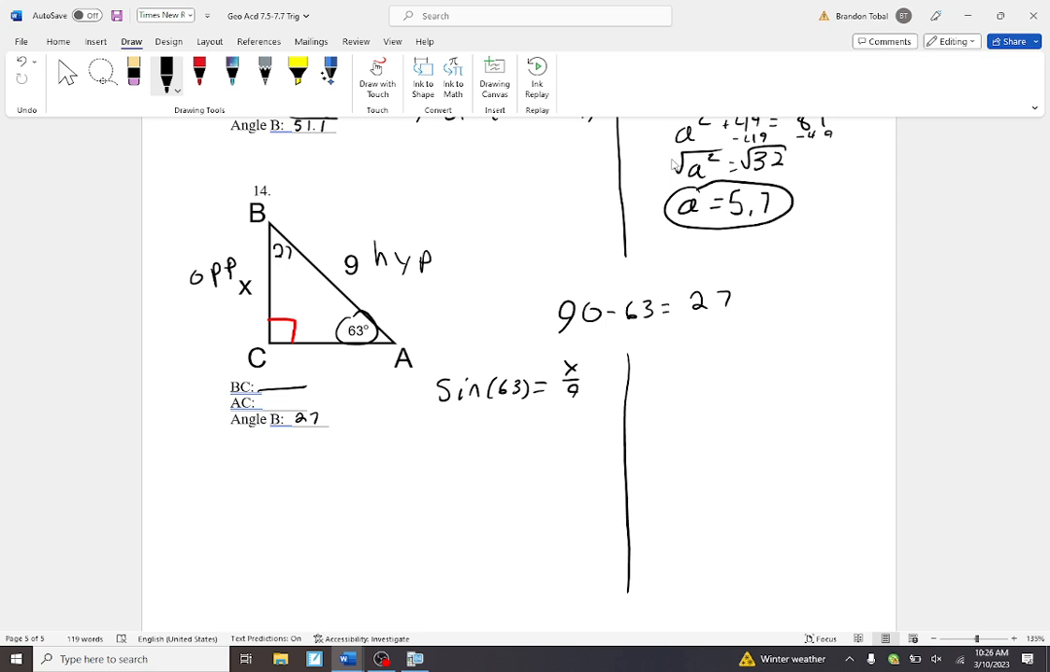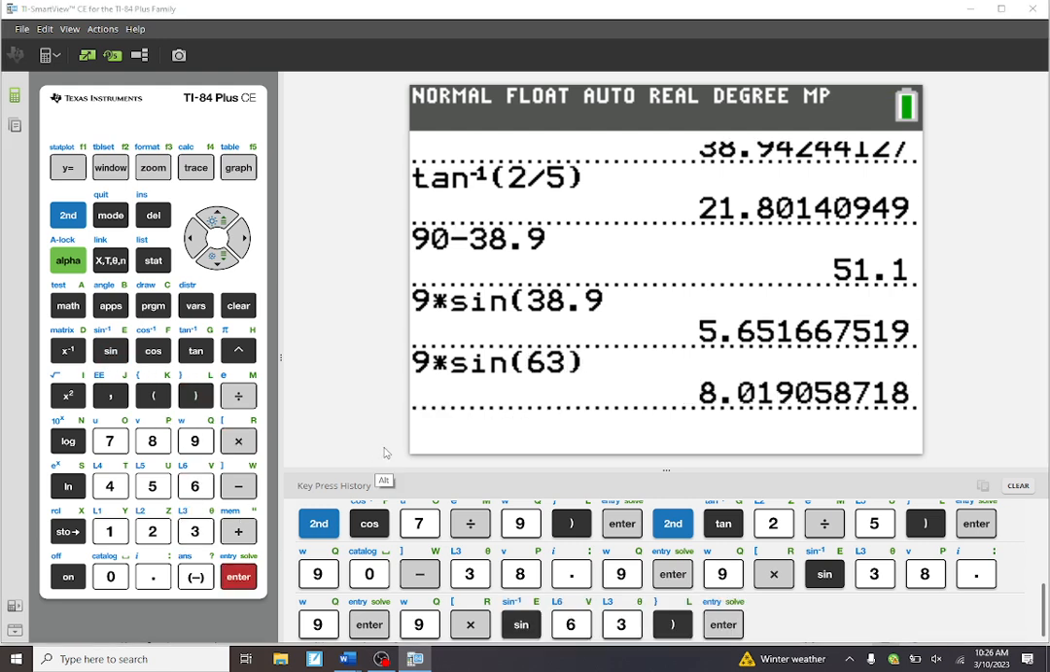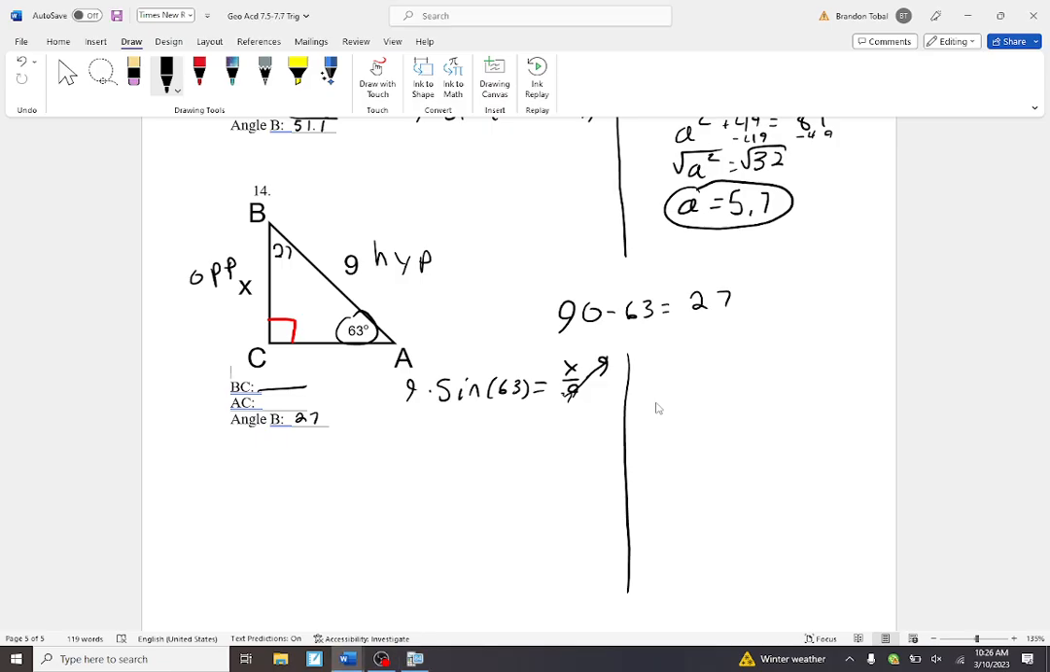Opposite over hypotenuse isn't co? No, it's sine. Wait, we can just cross it out now. Times 9. So 9 times sine 63. That's BC, so that's 8.0, or 8, because that's the opposite side.